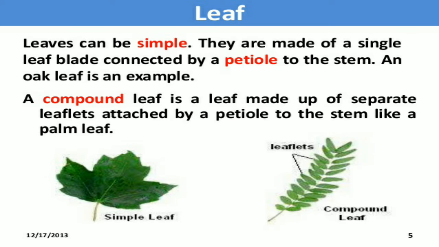We learned that there are two types of leaves, the simple leaf and the compound leaf. Simple leaves are made of a single leaf blade connected by a petiole to the stem, and an oak leaf is an example. A compound leaf is made up of separate leaflets attached by a petiole to the stem, like a palm leaf. Children, you all understand about leaves.